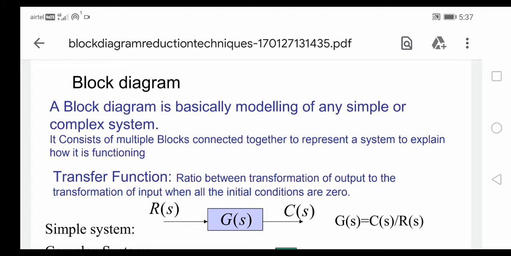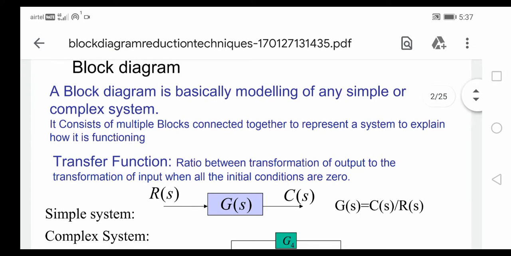What is the transfer function? All of you know that it is the ratio of the Laplace transform of the output to the input when all initial conditions are 0. For example, if we take this simple block, then C of s by R of s is equal to G of s. That is the simple block diagram, having only one block with a gain of G of s.